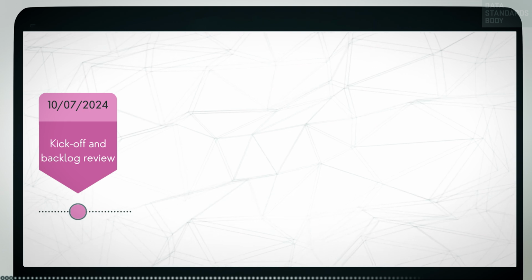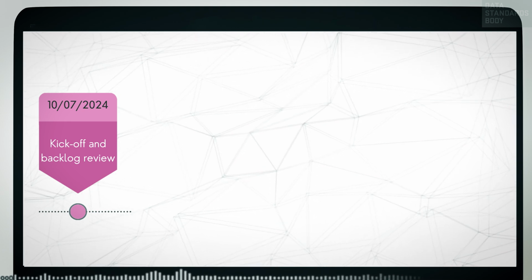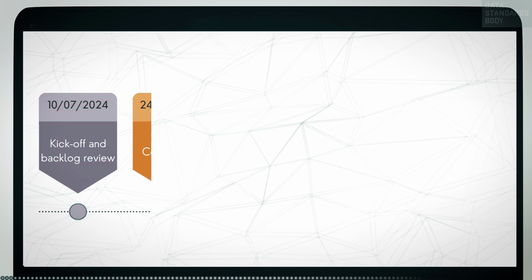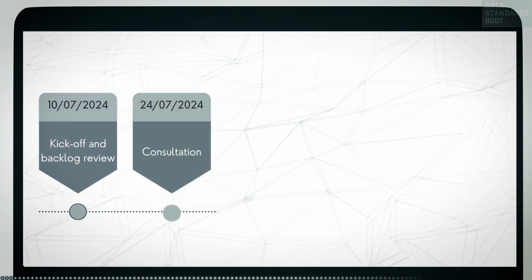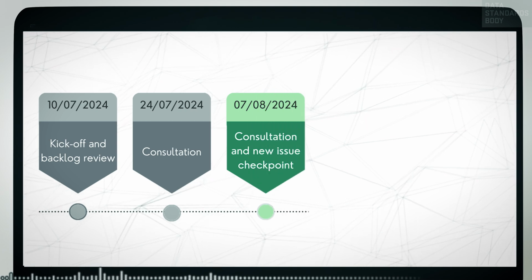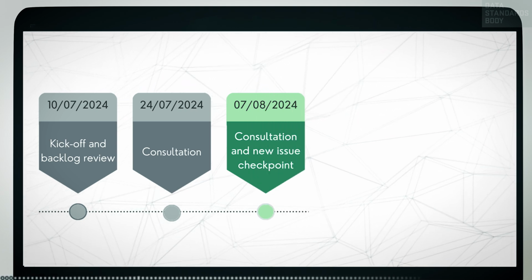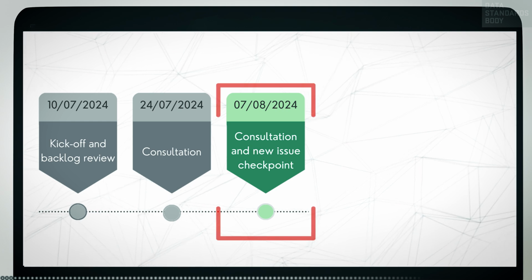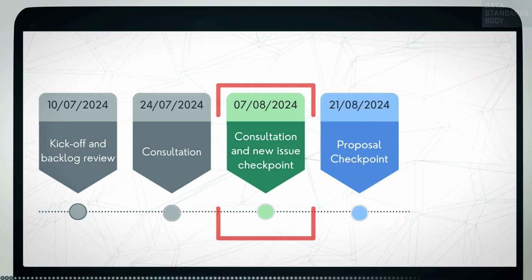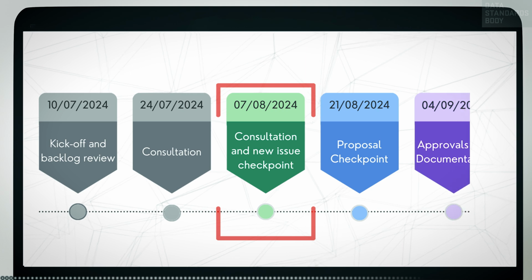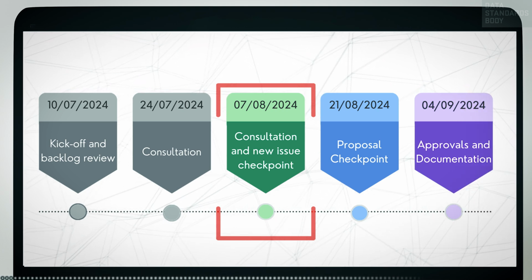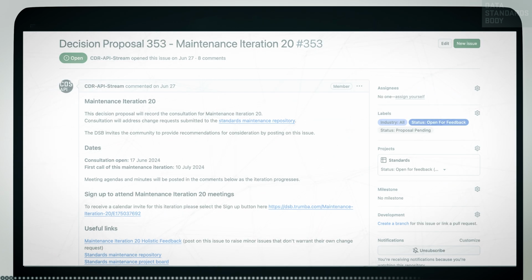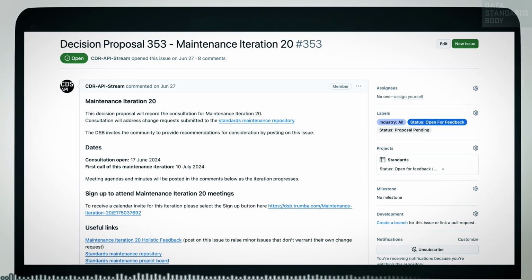At the time of writing, the Maintenance Iteration 20 schedule is 10th of July 2024, kickoff and backlog review, completed. 24th of July 2024, consultation, completed. 7th August 2024, consultation and new issue checkpoint. 21st August 2024, proposal checkpoint. 4th September 2024, approvals and documentation. See the DSB calendar for the up-to-date MI20 timeline.